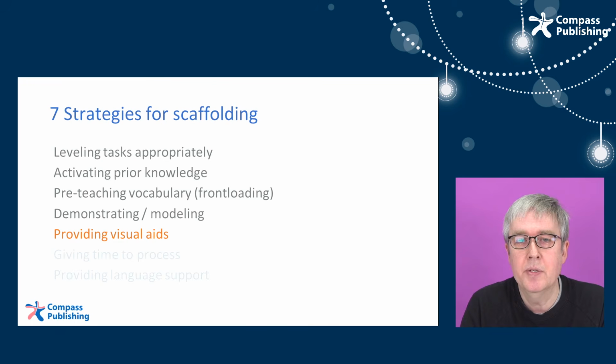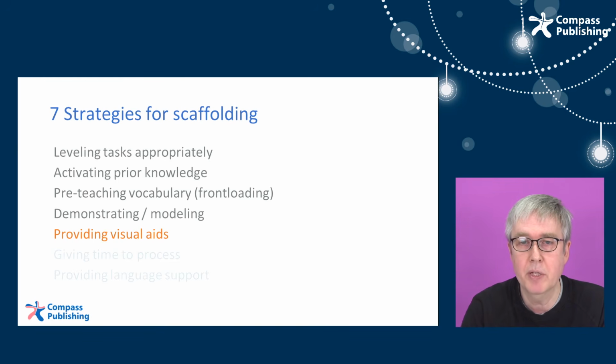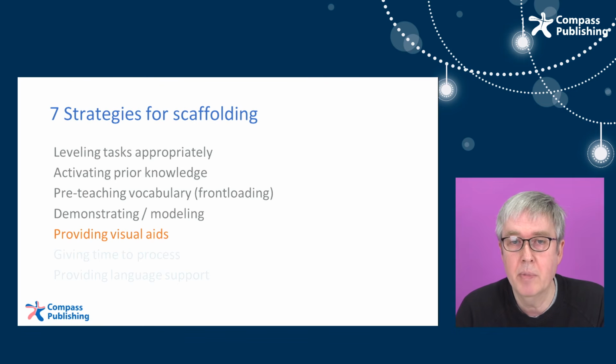The 5th one is providing visual aids. Some people, myself included, are very visual learners. If somebody just says something to me, probably I won't understand it the first time. But if somebody shows me a diagram or a picture of something, I'll get it right away. That's just the kind of learner that I am. And a lot of learners are like this.